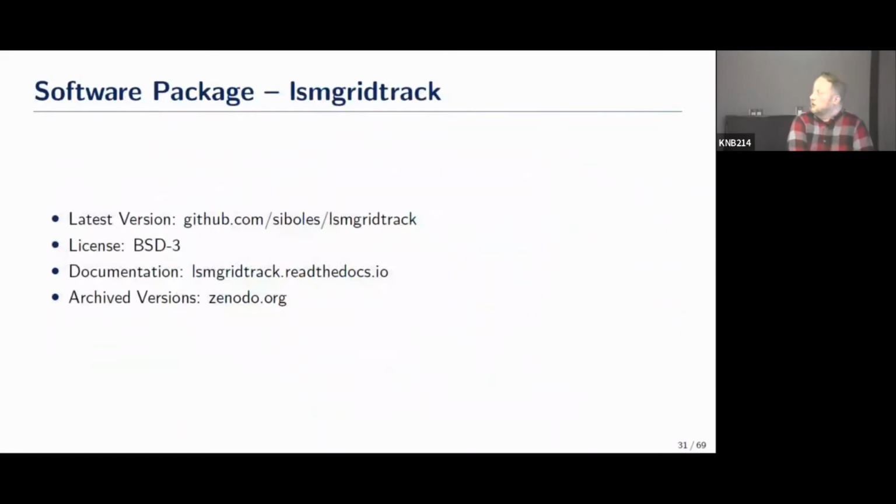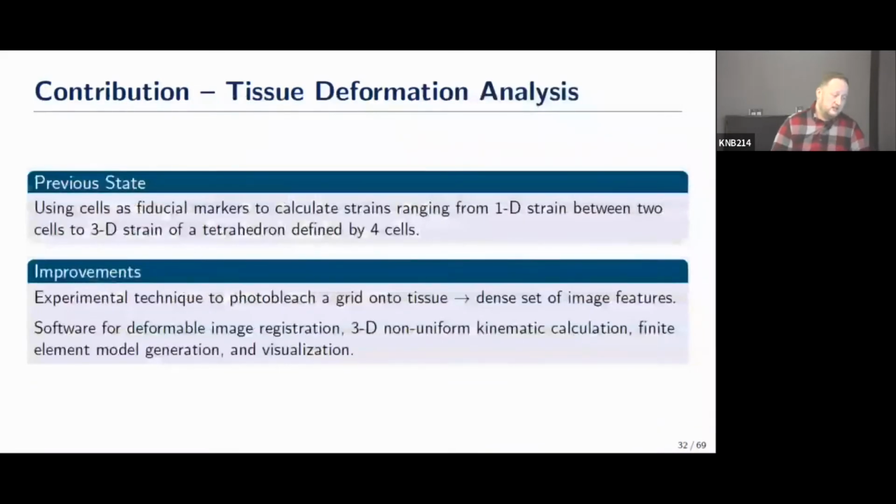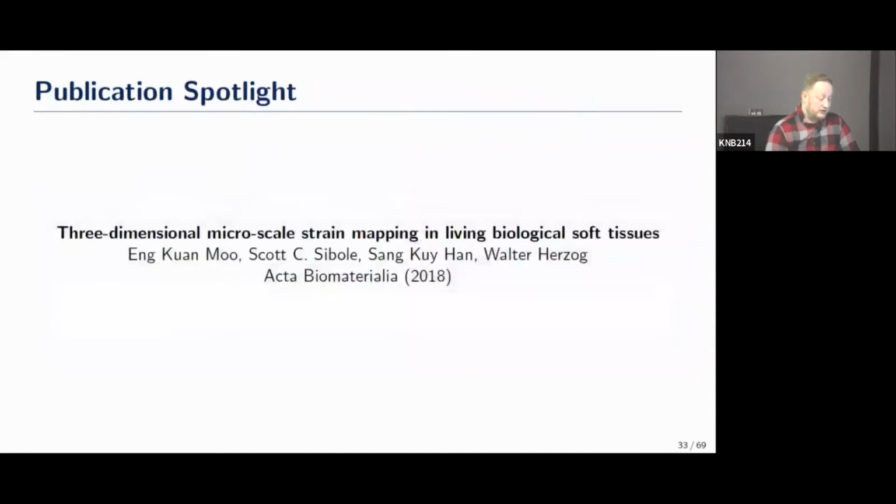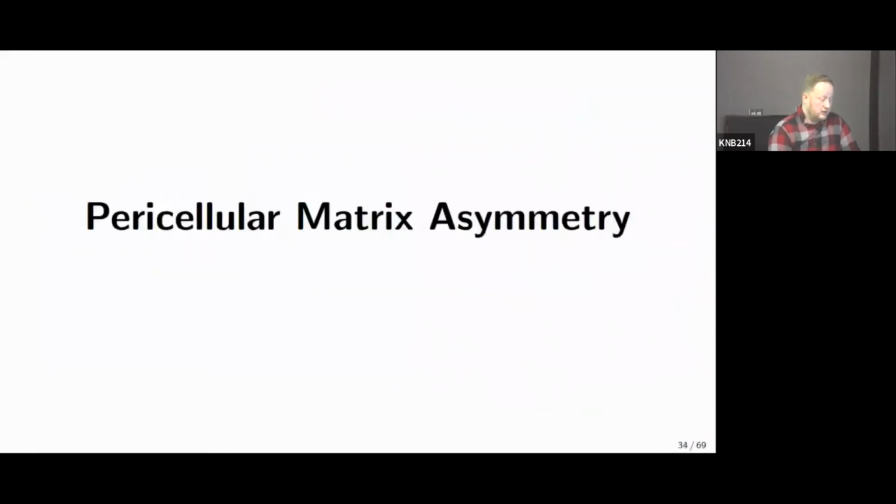You can do a lot of things with that. This is implemented in an open source package called Ellison GridTrack, which is available on my GitHub for free. So extending tissue deformation analysis, we go from potentially measuring a deformation gradient across large volumes of tissue to very fine and robust measurement of 3D kinematics across the whole imaged region.